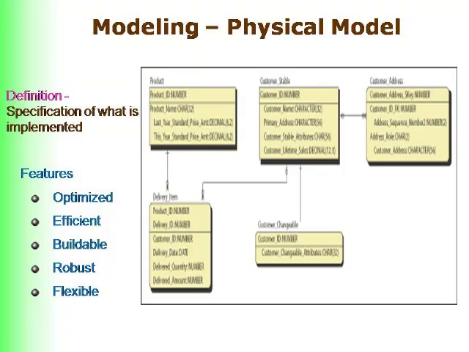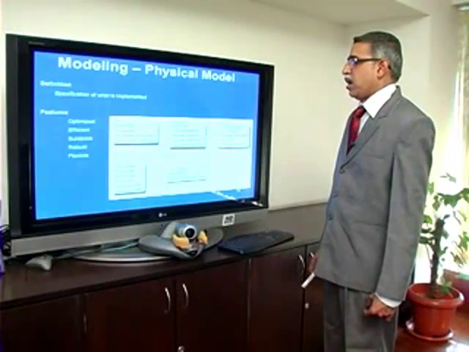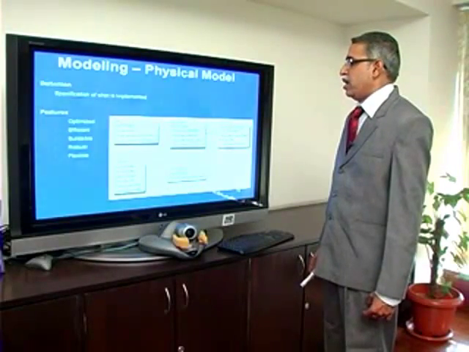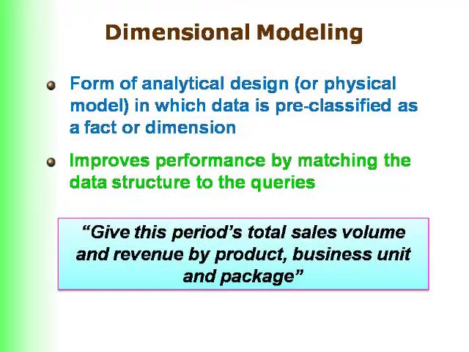For example, here how customer is represented, how product is represented, how delivery item is represented, how customer chargeable are represented. They are all represented by taking the different types of data types that are required along with the field description, field name, type, constraints, etc. So that means you are translating the logical model into a physical model in such a way that it is efficient, optimized and readily buildable, robust and flexible in nature.